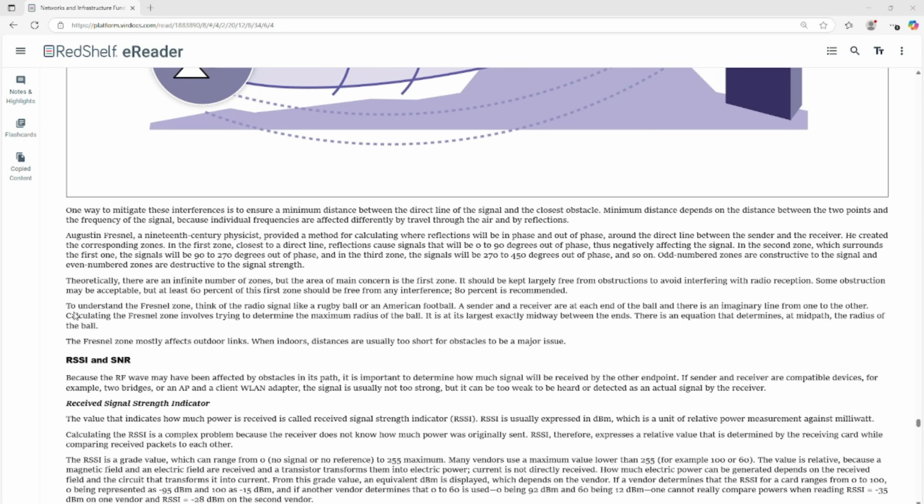To have an understanding about this Fresnel zone, just think of the scenario like a rugby ball or an American football. A sender and a receiver are at each end of the ball, and there is an imaginary line from one to the other. Calculating the Fresnel zone involves trying to determine the maximum radius of the ball. It is at its largest exactly midway between the ends.